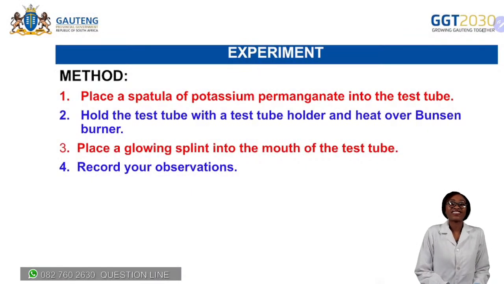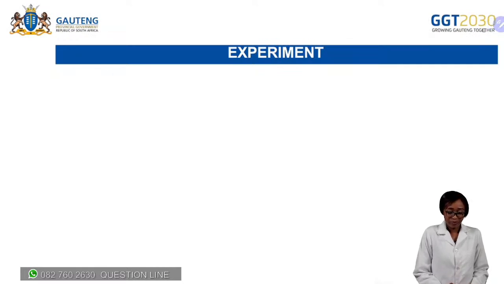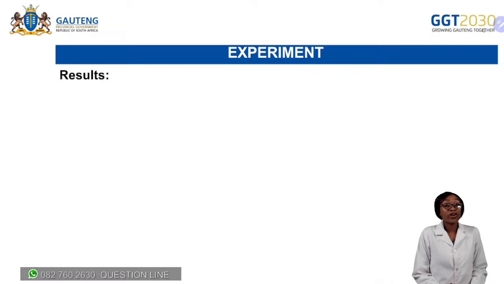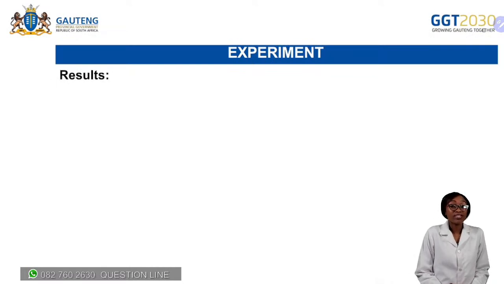Okay, grade 8, I'm sure you enjoyed that part of the experiment. So now let's go through our results. I'm going to give you 1 minute to record your results. What exactly are you recording? You are recording what you have observed during the experiment or at the end of the experiment. So let us record our results. 1 minute.